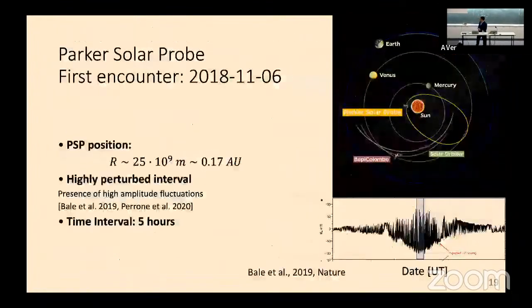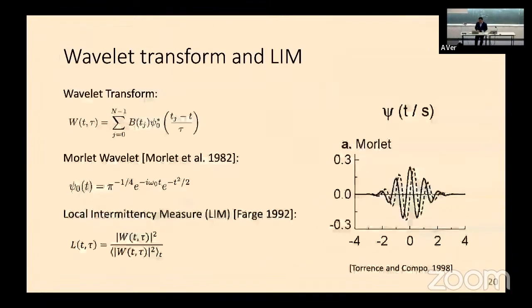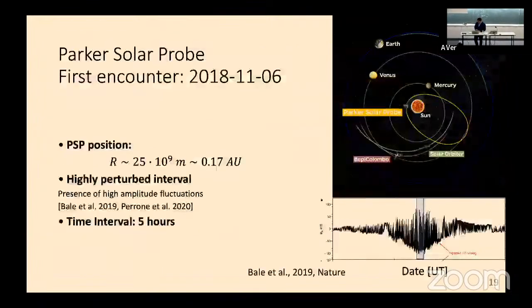So let me pass to the observational part of our work. We are using the Parker Solar Probe data from the first encounter, where the Parker Solar Probe spacecraft was at a distance of 0.17 astronomical units. We are taking a 5-hour time interval, which is known to be highly perturbed. So the fluctuations are really high amplitude. We analyze the coherent structures.